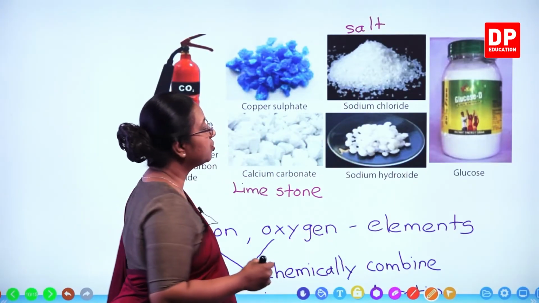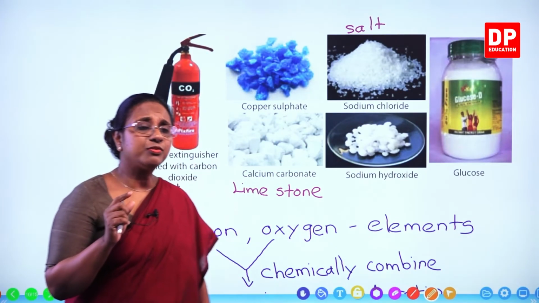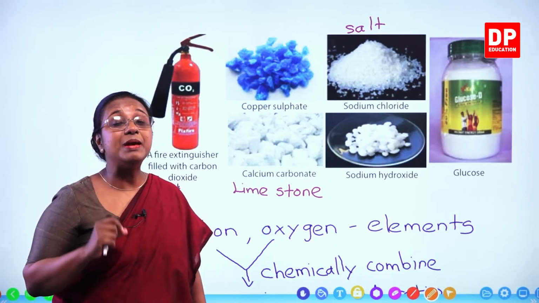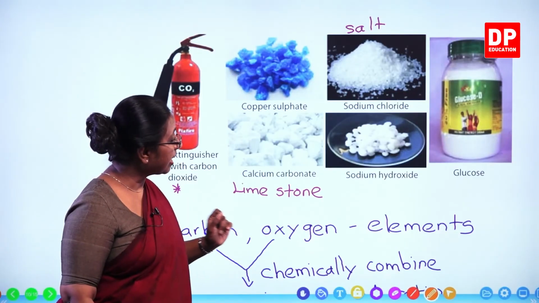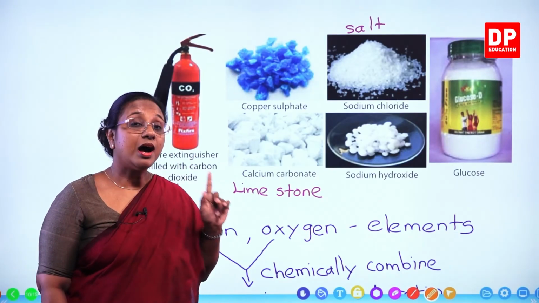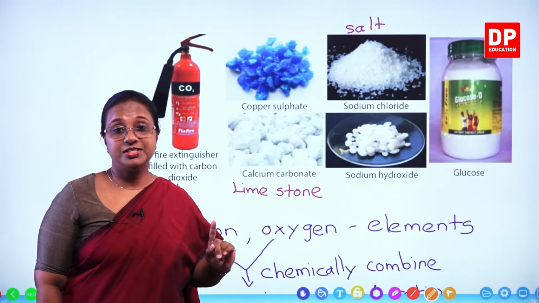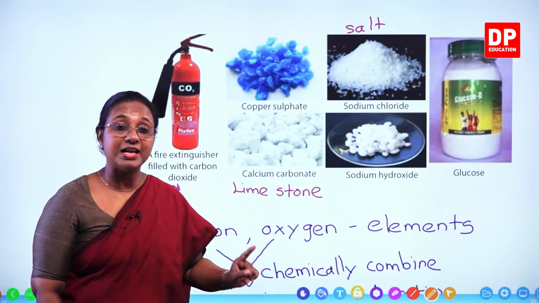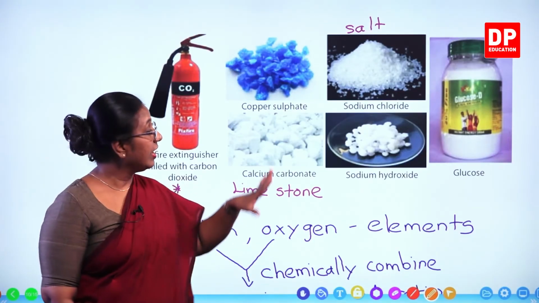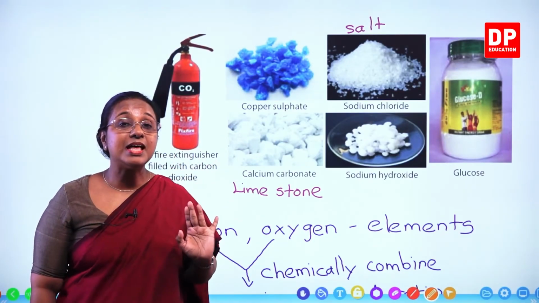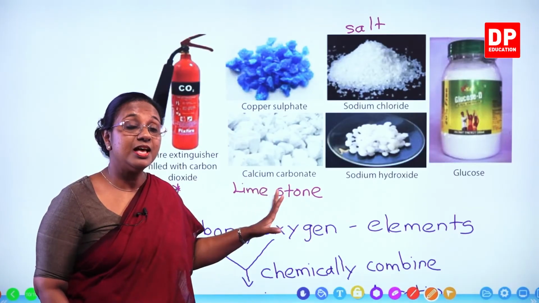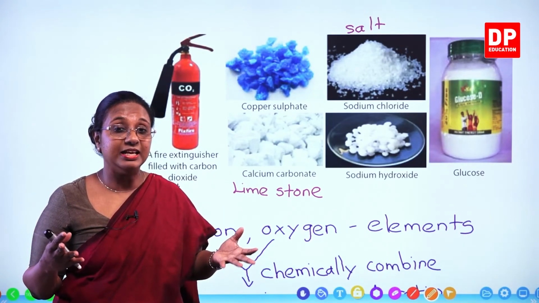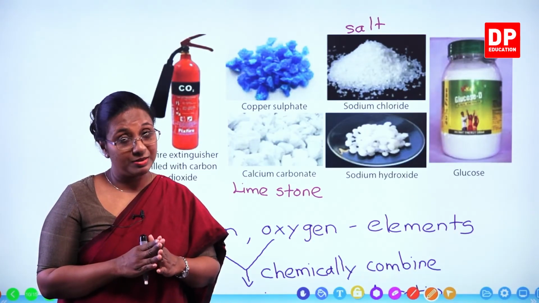Then we have sodium hydroxide. That of course you would have seen in the lab. The sodium hydroxide pellets. So that is made up of sodium, hydrogen and oxygen. Sodium hydroxide. So sodium, hydrogen, oxygen. When you are remembering the elements that make up these compounds, students, try to relate it with the name. Try to have an understanding. Then it's easy for you to remember.